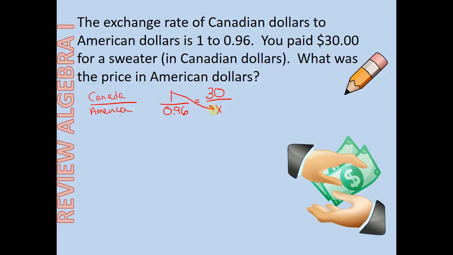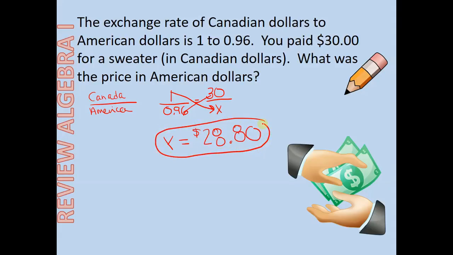So 1 times X, that is X. 0.96 times 30, that is 28.80. So for the same sweater that I would pay $30 for in Canadian, I would pay $28.80 in American dollars because of the exchange rate. That's why a lot of times when you're traveling, you need to know the exchange rate so you know, are you on the better half or the other half.